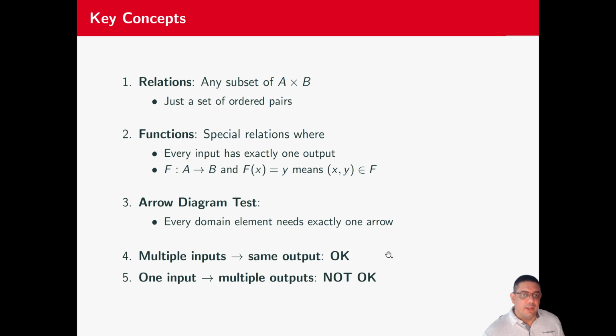So in summary, we have relations, that is any set of ordered pairs from the Cartesian product. We have functions, which are special relations where every input has exactly one output. And f(x) equals y means that the ordered pair (x, y) belongs to the function. We have the arrow diagram test, which is every domain element needs exactly one arrow going out. Multiple inputs with the same output is okay, but one input with multiple outputs is not okay. Okay?